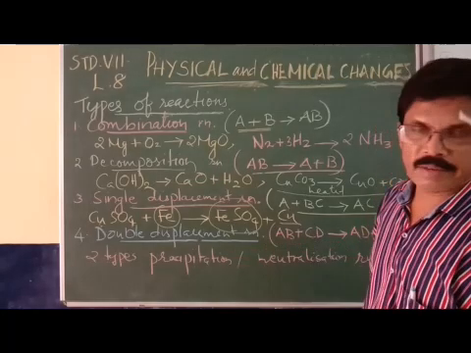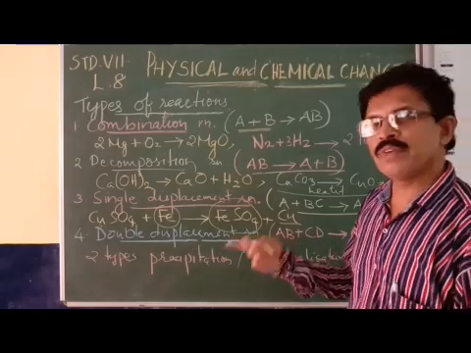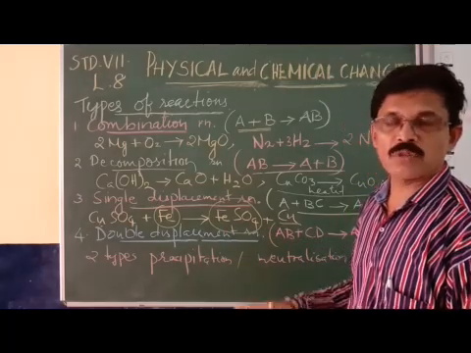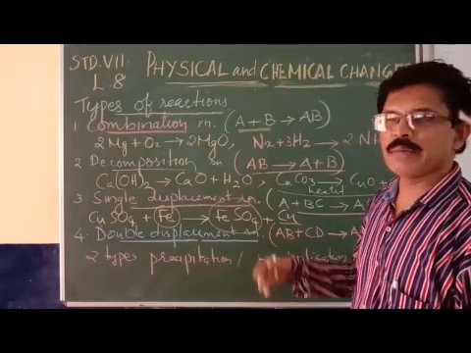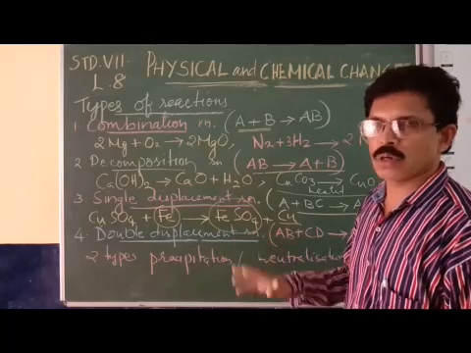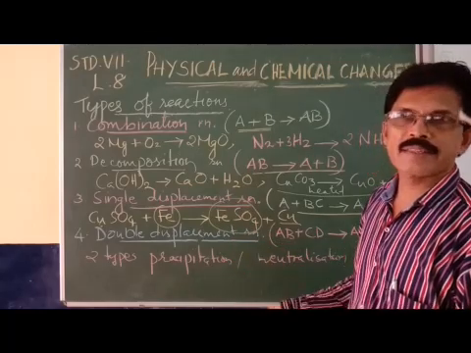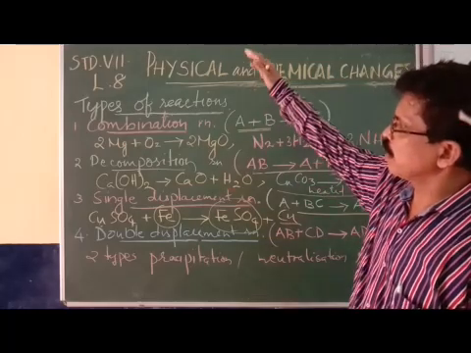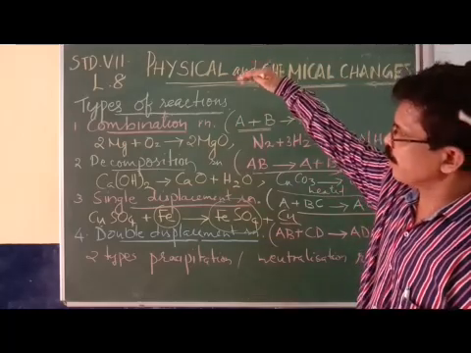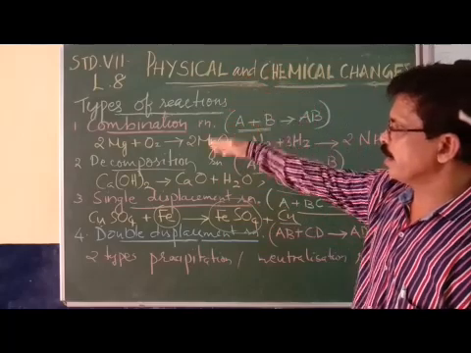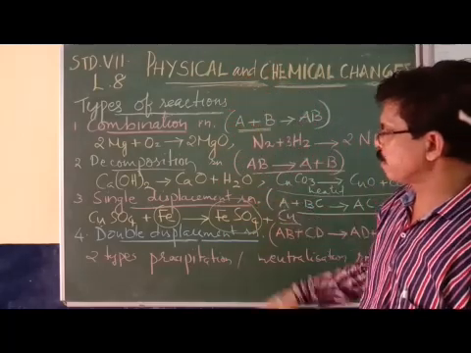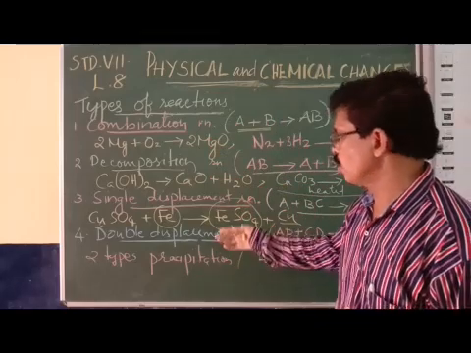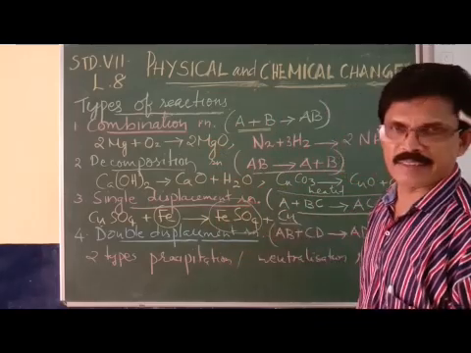What is a neutralization reaction? A reaction between an acid and a base. Acid and base neutralize each other and form salt and water. That is called a neutralization reaction. We have already studied about it. So these are the types of reactions: combination reaction, decomposition reaction, single displacement reaction, and double displacement reaction, which is again divided into precipitation reaction and neutralization reaction.